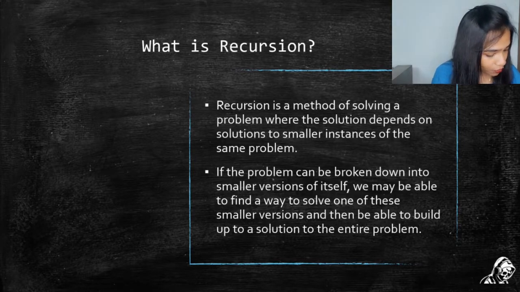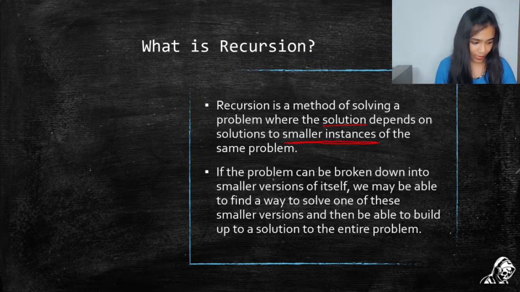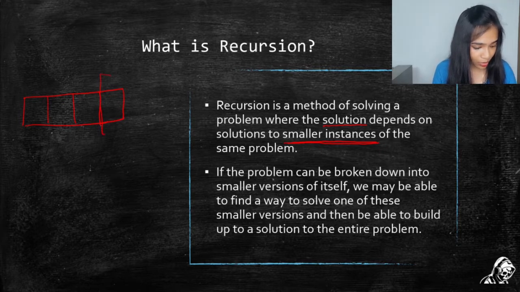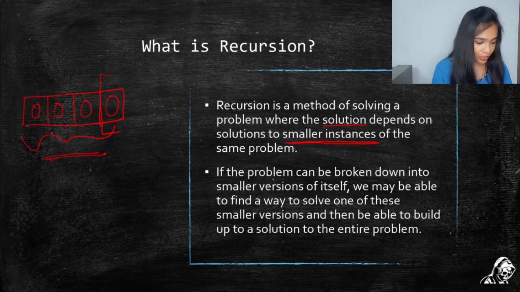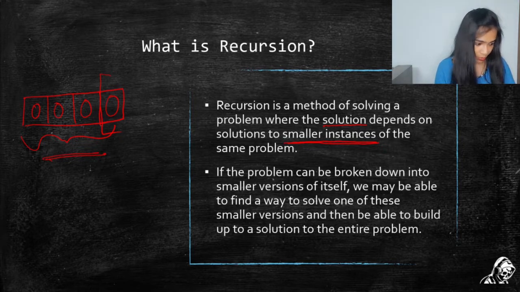Recursion is a method of solving a problem where the solution depends on the solutions to smaller instances of the same problem. As I said in my previous webinar, when you have a given problem, let's say you have an array of size 4 and you break it down into smaller parts and you solve it. You solve for this part, then you solve for this, and then you put all the solutions together. So that is what recursion is. If the problem can be broken down into smaller versions of itself, then we may be able to find a solution to solve one of these smaller versions and build up a solution to solve the entire problem.